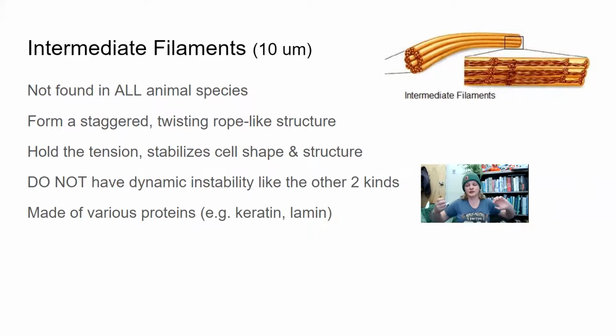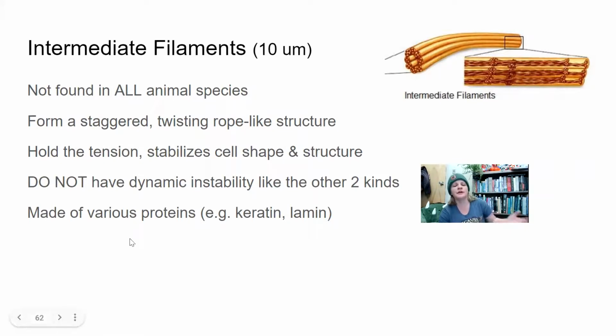Just like a tension bridge is held together by things pulling against each other, that's the same thing happening here that allows our cells to be that shape. Unlike the other two kinds of cytoskeletal filaments, these don't really have that dynamic instability where they're growing and shrinking and growing and shrinking. Once they're built, that's how they stay. They don't really change length as much as the others do.